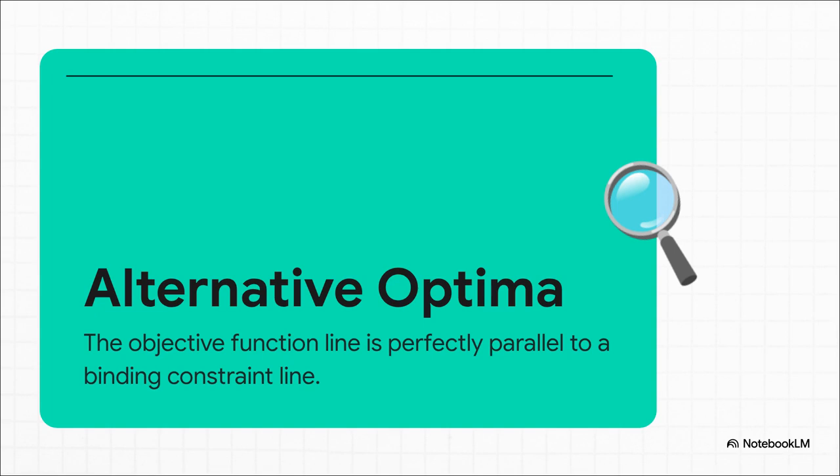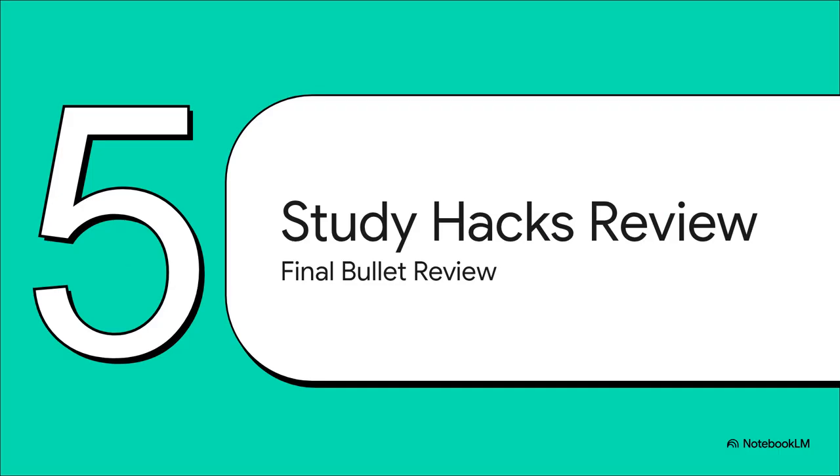Finally, the alternative optimal solutions trap. Remember a few minutes ago when we said the optimal solution is always at a single corner? Well, here is the one exception. If your objective profit line happens to have the exact same slope as one of the boundary constraints, they're perfectly parallel. So when you slide your ISO profit line out, it doesn't just hit one corner. It perfectly overlaps an entire line segment. That means every single combination of products along that entire segment gives you the exact same maximum profit. Pretty wild, right? Section 5, LCPA Study Hacks Review.